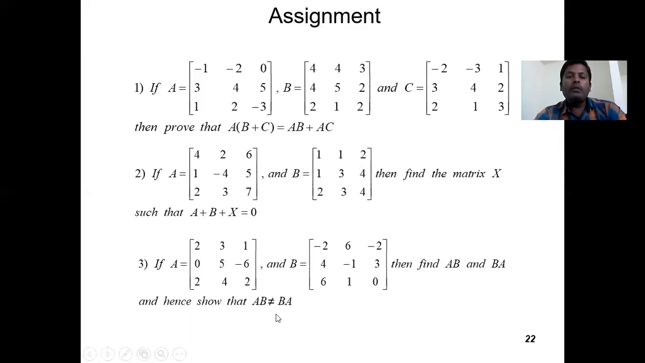So the conclusion is what? AB is not equal to BA.